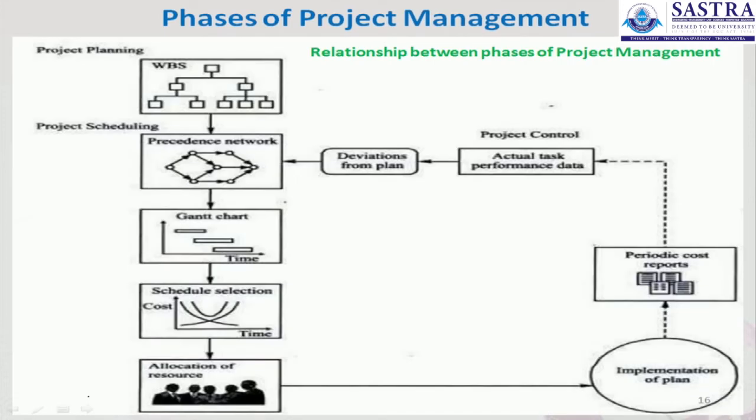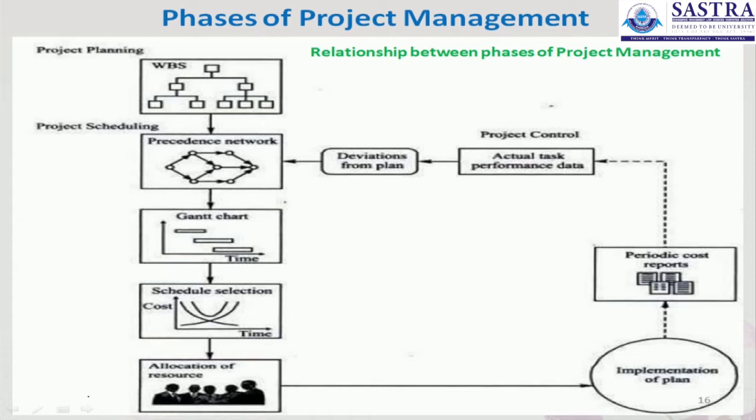So, I am just giving here the model of the relationship with the phases of project management. The first box represents the project planning. The whole project planning has been defined in the first box, and the second is project scheduling. Through the project scheduling, we have to draw a network in a mathematical manner. So, the precedence network, we have to draw the activities. Through the activities, we have to draw a network model. Through the network model, we have to find out the critical path method.